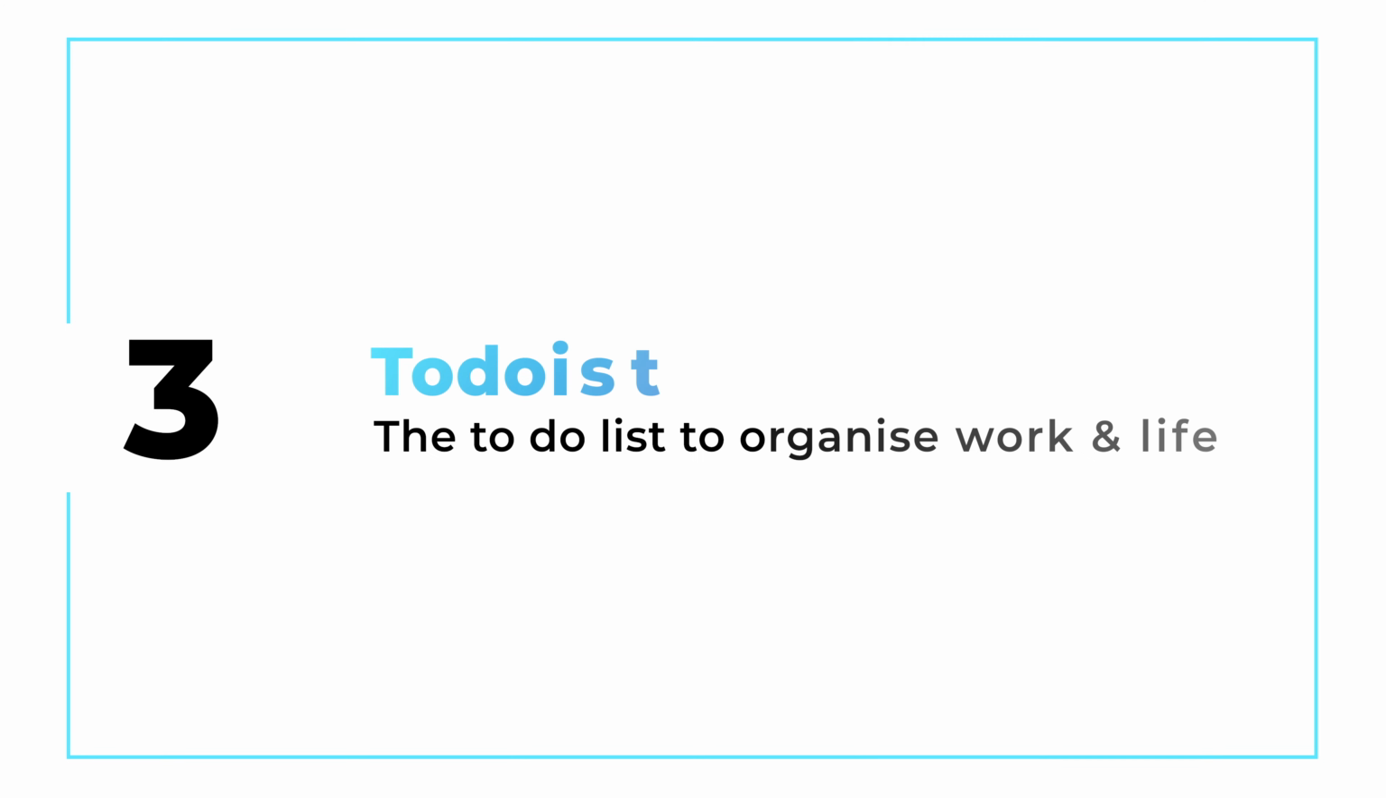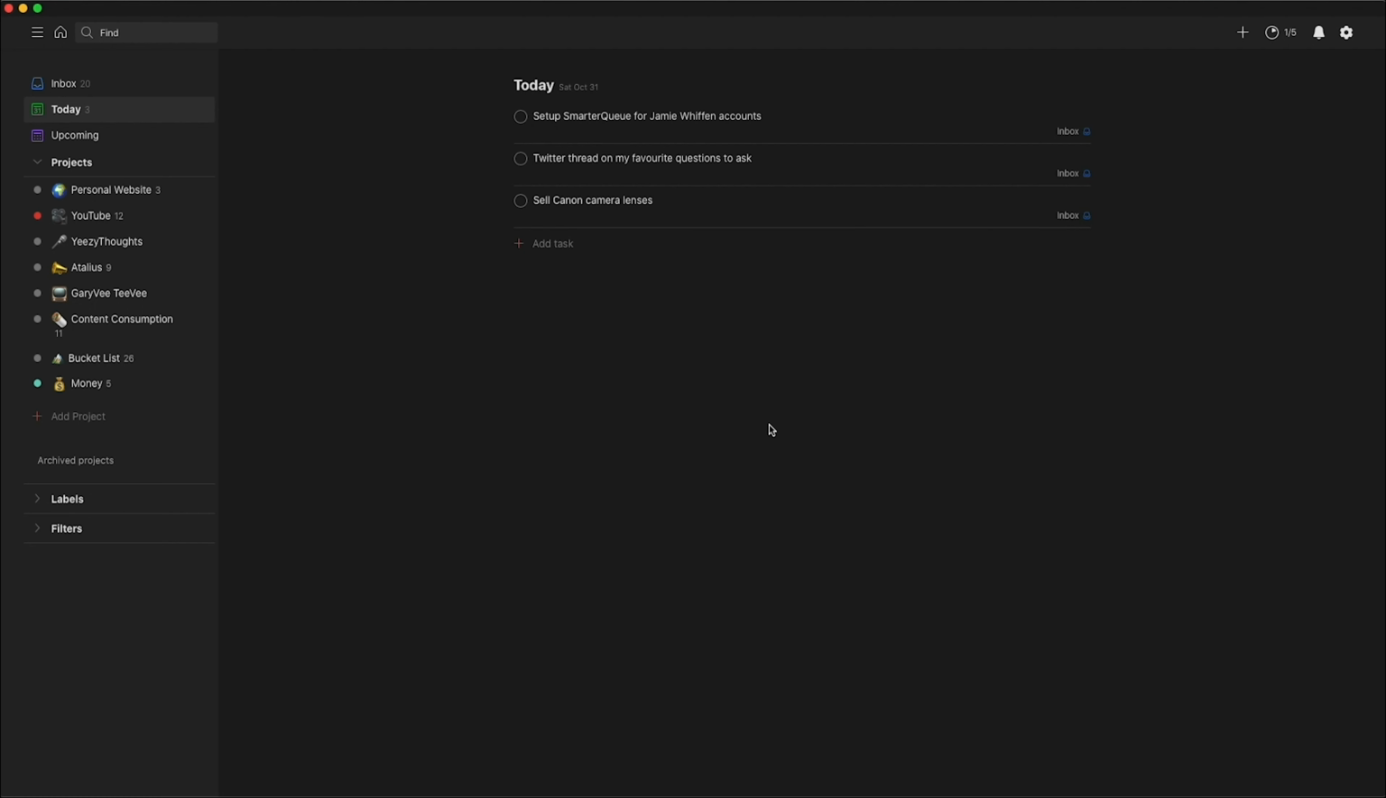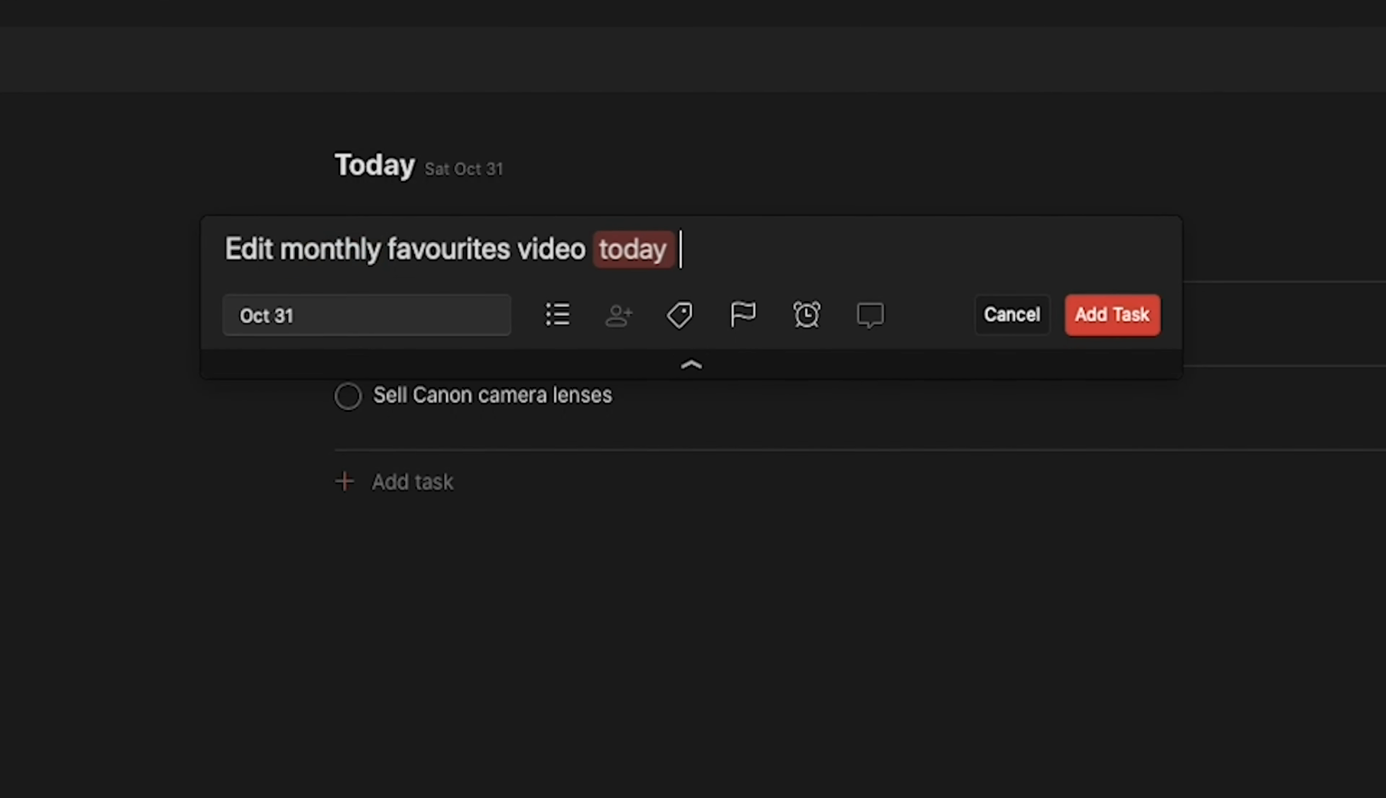So the third app is one of my personal favorites, and that is Todoist. I've spoken about Todoist on this YouTube channel before. If you want to go ahead and watch that, it's in the monthly favorite video that I did. You can go ahead and click the link in the description below. If you haven't watched that video and you have no clue what Todoist is, it's basically, as you can probably guess, a to-do list app for both the Mac and iPhone.